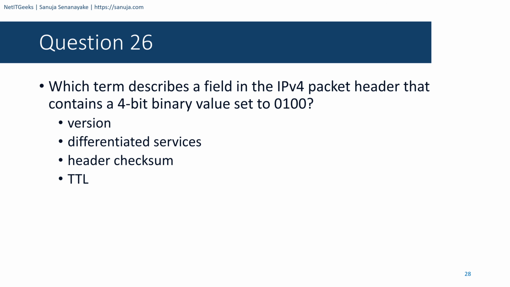So in this question, we are asking, with respect to the IPv4 packet header, with this unique 4-bit binary value set to 0, 1, 0, 0, what does that describe? The answer is version. It basically tells the version of the packet. So that's why we have that 0, 1, 0, 0.